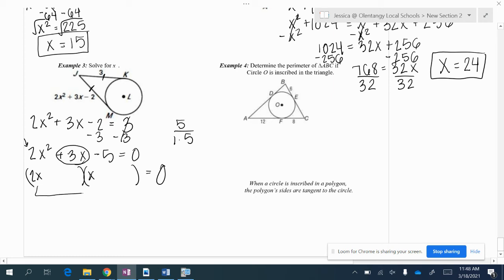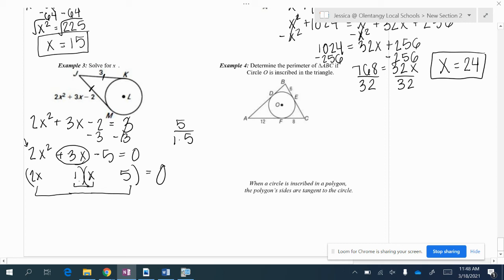But remember, these two outside terms we multiply together. These two inside terms we multiply together. You have to factor this by a method that we call guess and check. So if I put a 5 here and a 1 here, 2x times 5 is 10x, and then 1 times x is just 1x. Out of 10x and x, there's no way that we can make a 3. So now I know that that way doesn't work. Let's go ahead and check to see if another way will work.